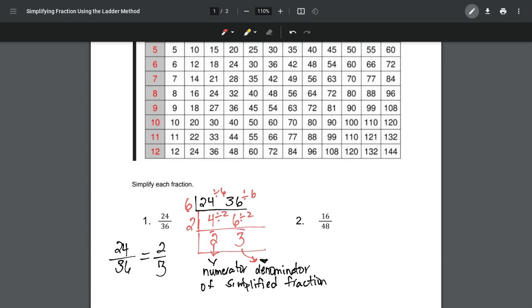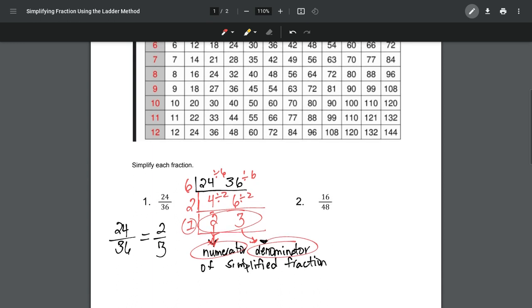Once you get to two numbers where the only thing that will go into them is a 1, those numbers become your numerator and your denominator. Okay, let's take a look at 16/48 and simplifying it.